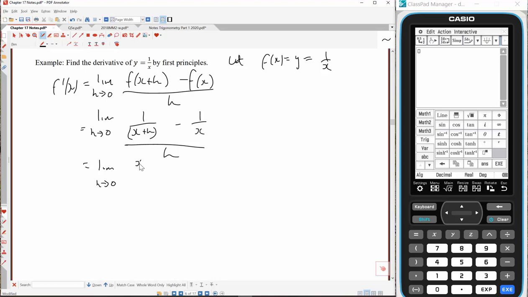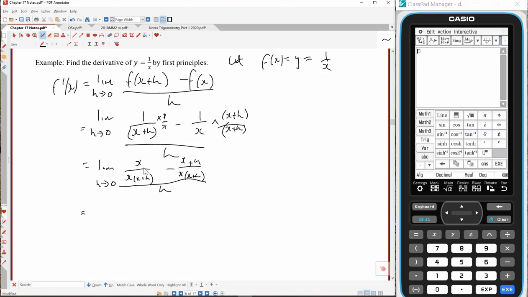So I'm going to go x, minus x plus h over x plus h. Now what have I done there? I've multiplied by x over x, and I've multiplied by x plus h over x plus h. And that's given us this scenario here. Remember, we're still over h itself.